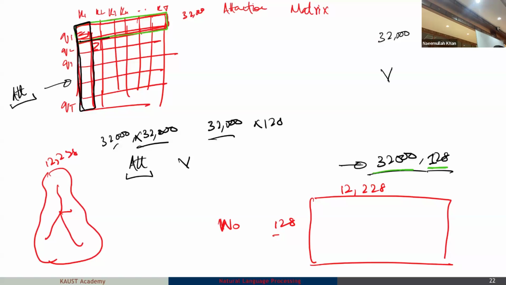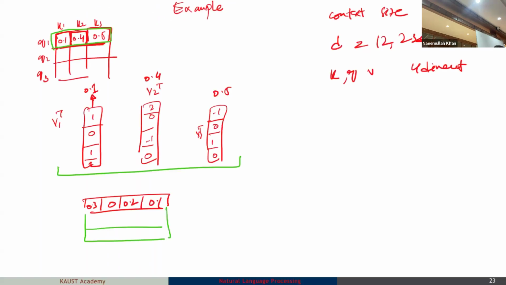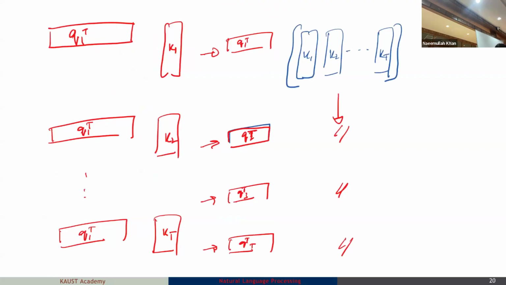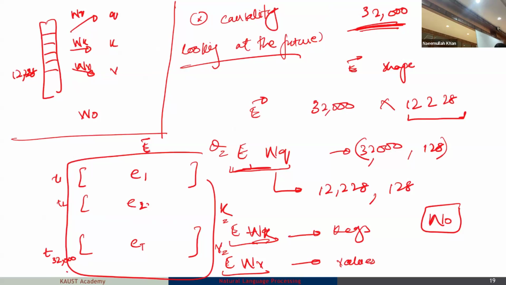So now, I have the attention matrix multiplied with V, which gives me the change in 128 dimensional space. I multiply it with W out, which takes this 128 dimensional change and projects it back into 12,228 dimensional space. So what is the output dimension of this? 32,000 times 12,228. And if you look at it, this was the size of my original embedding as well. So you can add this change onto the embedding.